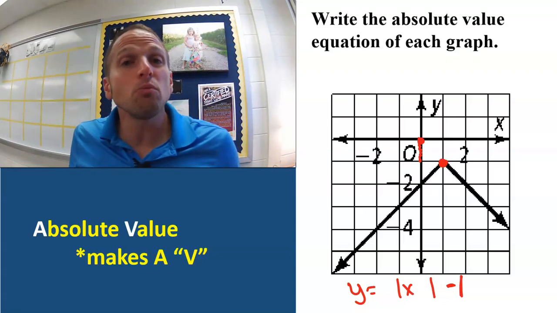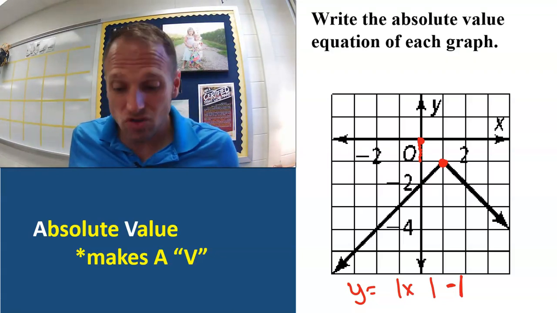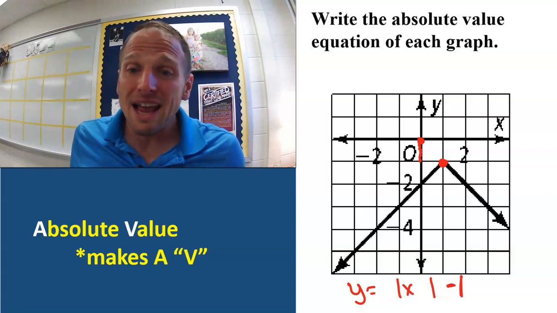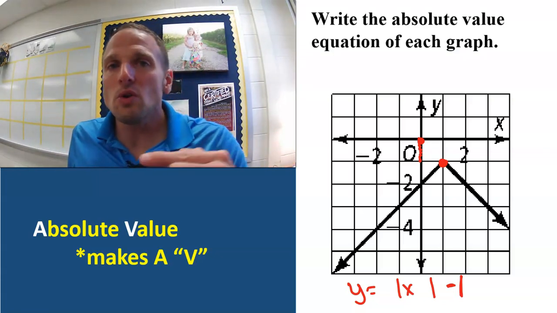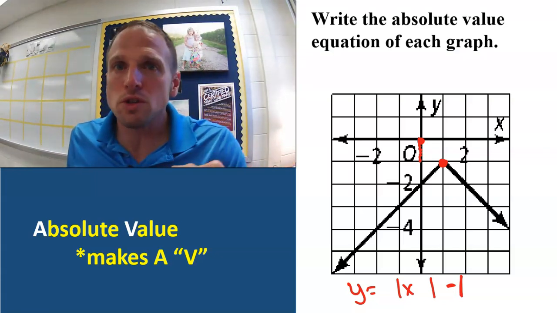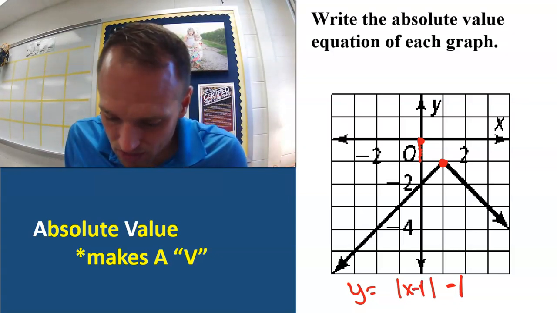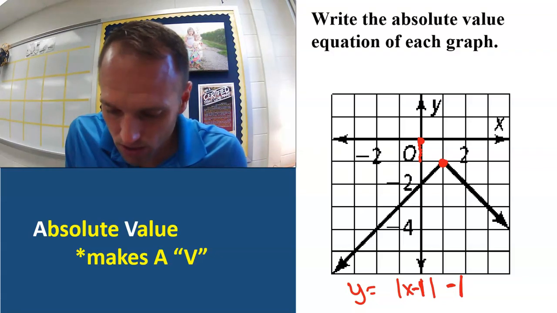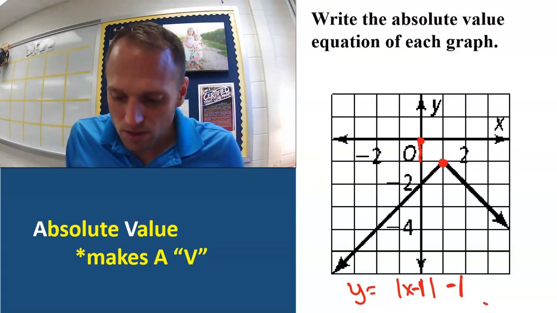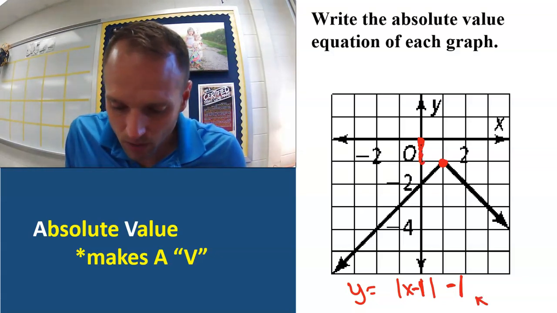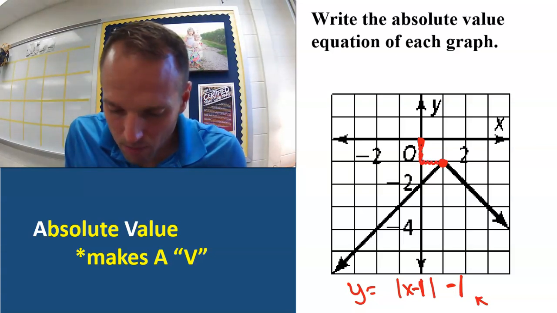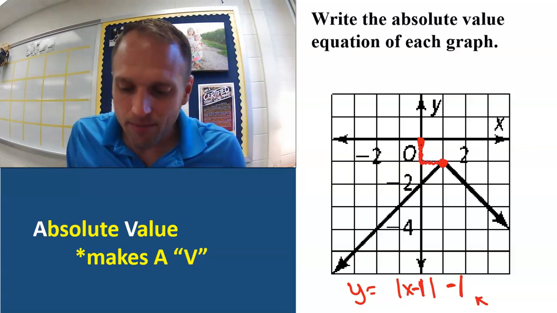Now I also see it moved to the right 1. Left and right is changing the x. But remember, x is backwards. So even though it goes to the right 1, and we would think going to the right would mean plus 1, remember, x is opposite, and this is going to be x minus 1. So now, this first minus 1, I move down 1. This x minus 1, I move right 1. And now I'm at the point.